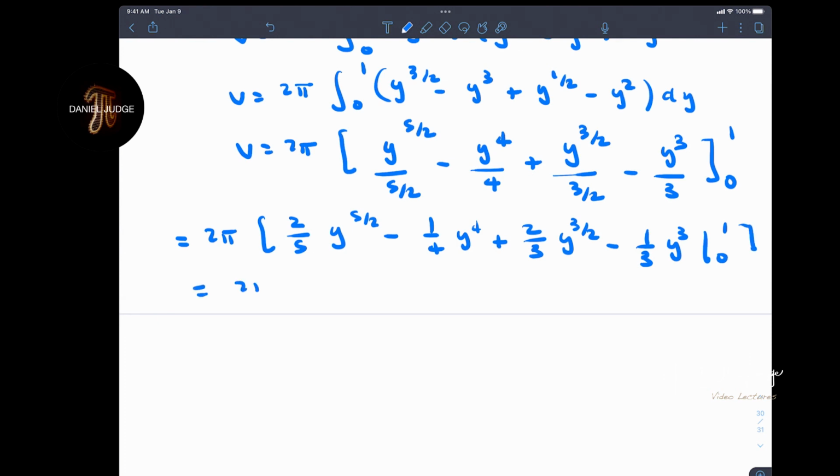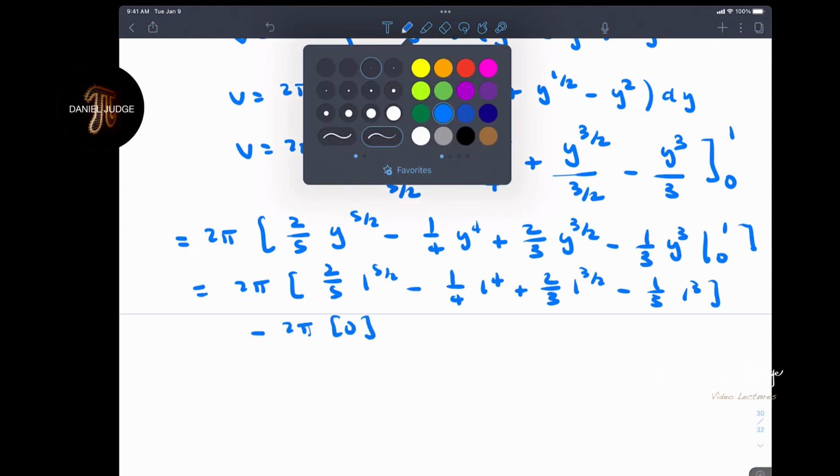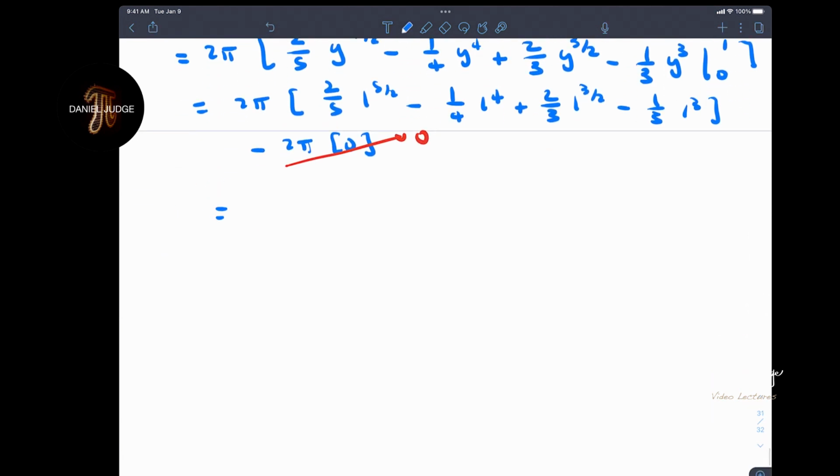Now, I'm going to do the same thing. I'm going to plug in the 1. And that's 2 pi again times that 0. So that's the nice thing about working with 0. And then 1 to all these powers that you happen to see here. All of these numbers are 1. So you'll end up with 2/5 minus 1/4 plus 2/3 minus 1/3.